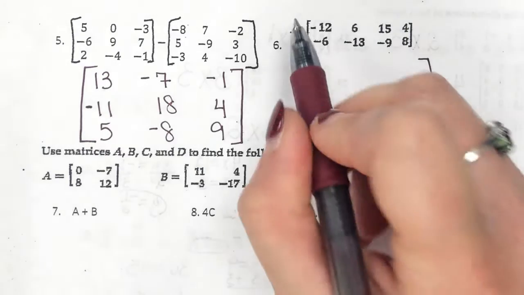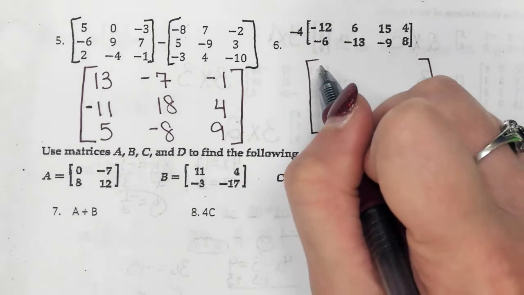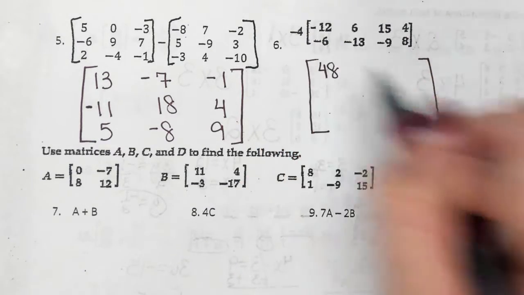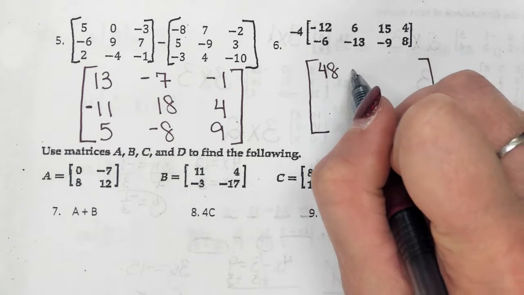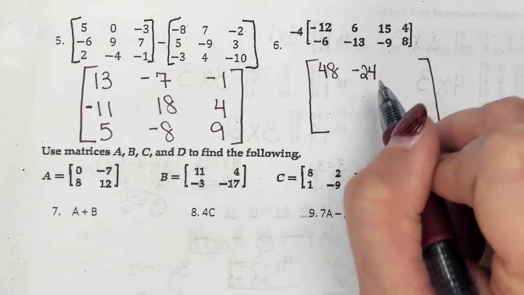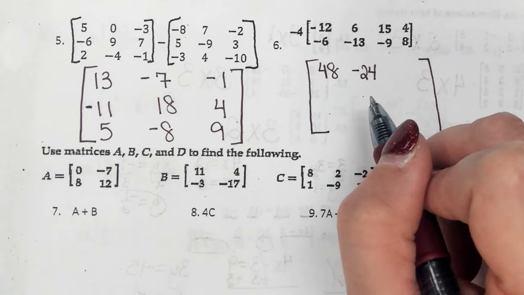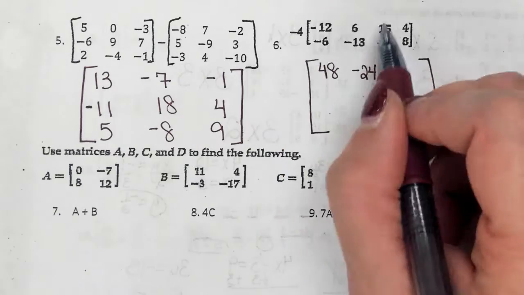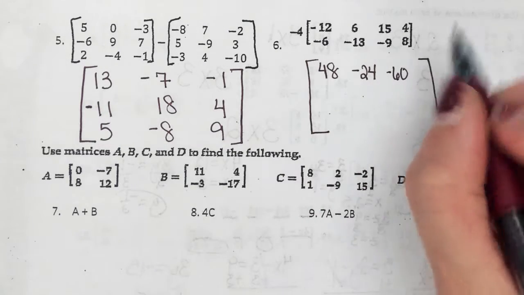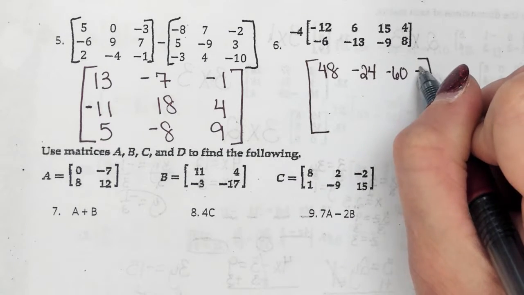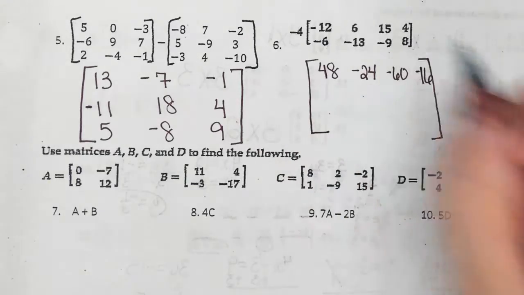So what would be negative 4 times negative 12? Positive 48. And then negative 4 times 6? Negative 24. Notice how I left enough space so it doesn't look like 48 minus 24. What about negative 4 times 15? Negative 60. And then negative 4 times negative 4? Negative 16. There's only one negative.